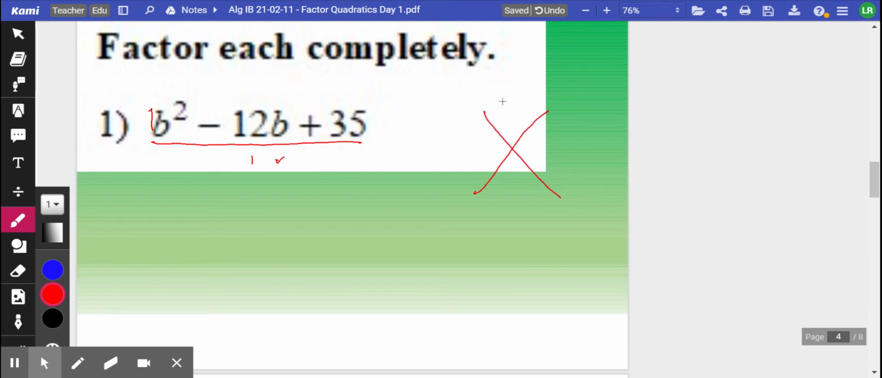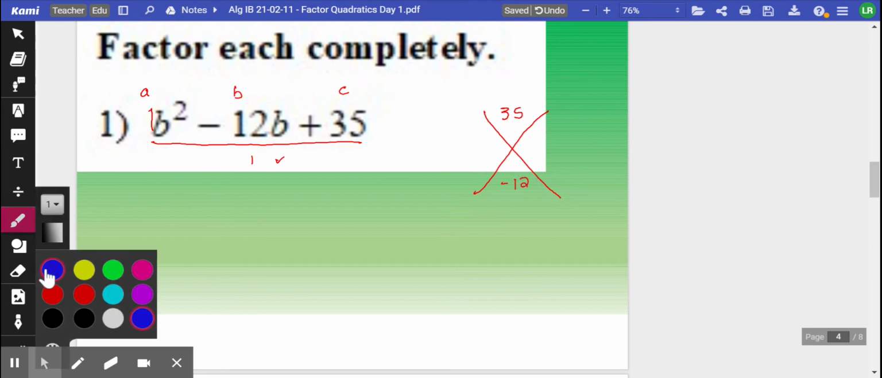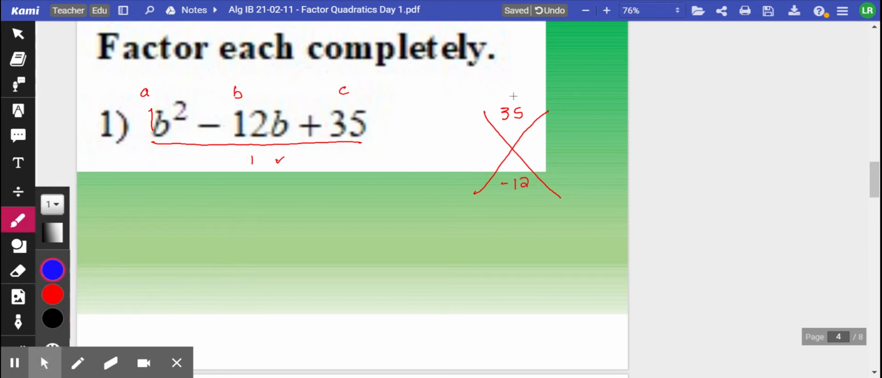Okay, remember A times C on the top. So A is 1, B is negative 12, C is 35. So 1 times 35 is 35, and it adds up to be negative 12. Now you would go through the process of figuring out what numbers multiply to be 35 and add up to be negative 12. The two numbers at work are negative 5 and negative 7. Negative 5 times negative 7 is 35. Negative 5 plus negative 7 is negative 12.